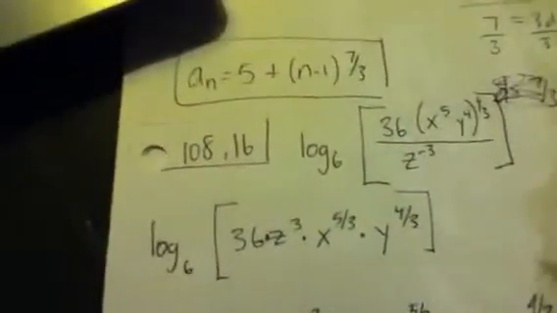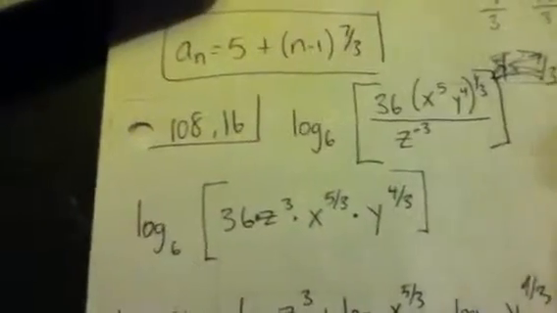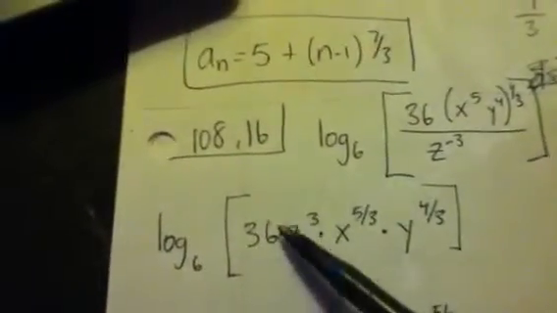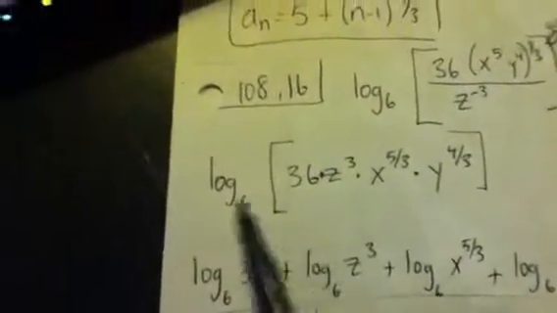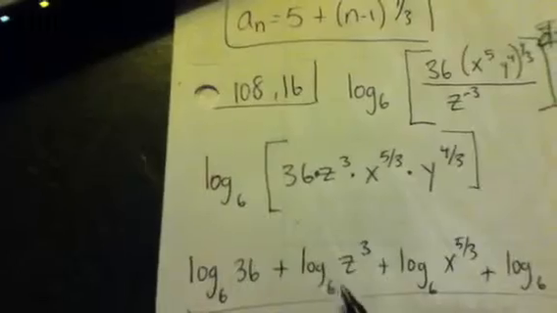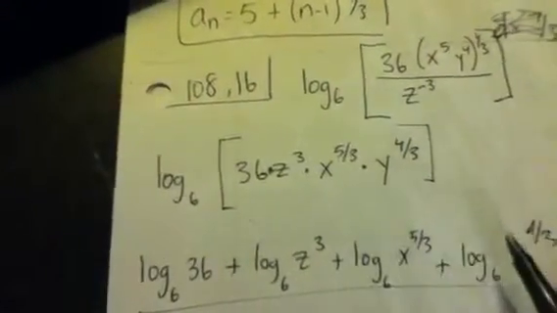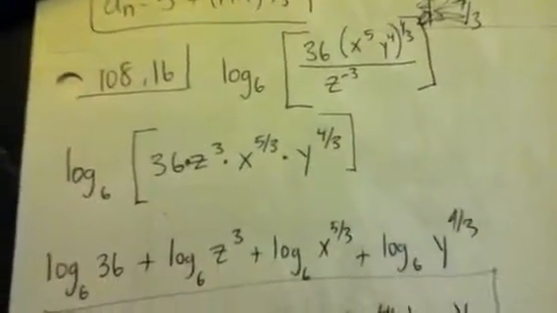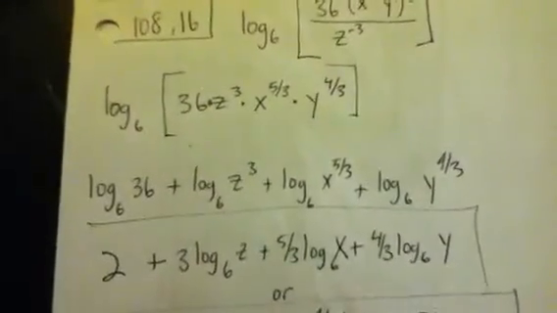Well, there's a log law that says log base b of m times n is log base b of m plus log base b of n. So basically I can make these as add-ins. Okay, so that's what I'm going to do. Log base 6 of 36, log base 6 of z cubed, log base 6 of x to the 5/3, log base 6 of y to the 4/3. Okay, that's just one of the log laws that we've known for a while.